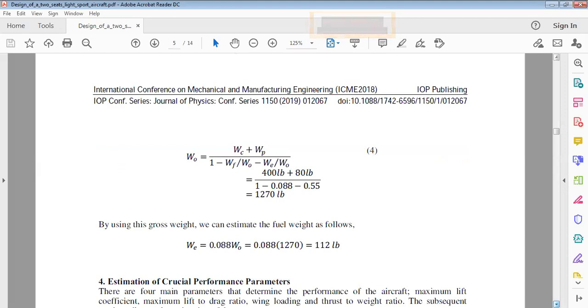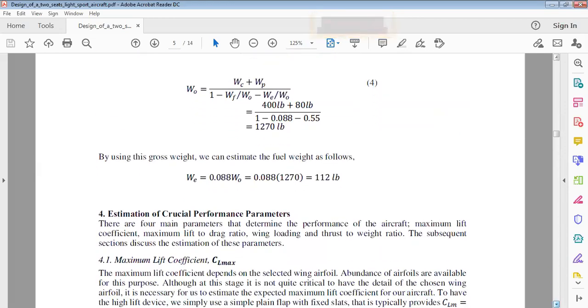In this we can substitute all the values. The WF by W naught value we also got, as well as WE by W naught. So what is the total design gross weight of the aircraft here? It is 1270 lbs. Understood? Using the gross weight we can estimate the fuel weight as 0.088 W naught.